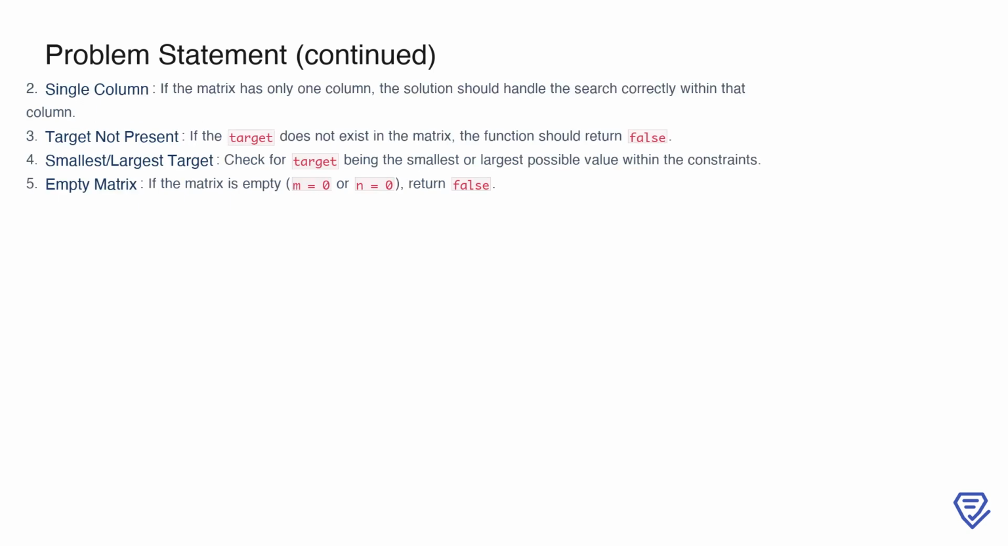The edge cases to watch out for include scenarios like a single row or a single column. For a matrix with only one row, the search should properly handle that row. Similarly, for a single column matrix, the search should work correctly as well. If the target is not present in the matrix at all, the function should return false. Additionally, the solution should handle extreme values, such as when the target is the smallest or largest possible value within the constraints. Finally, if the matrix is empty, meaning either m or n is 0, the function must immediately return false. These considerations ensure that the solution is robust and handles all possible inputs.